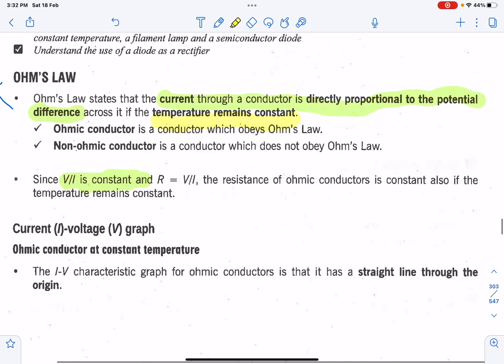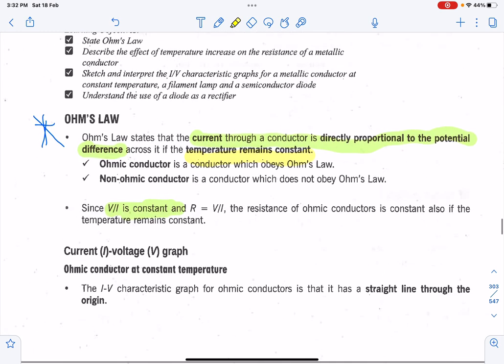Next, we move on to Ohm's law. This one is very important, and you have to remember and memorize it. Ohm's law states that the current through a conductor is directly proportional to the potential difference across it if the temperature remains constant. An ohmic conductor is a conductor which obeys Ohm's law. A non-ohmic conductor is a conductor that does not obey Ohm's law.